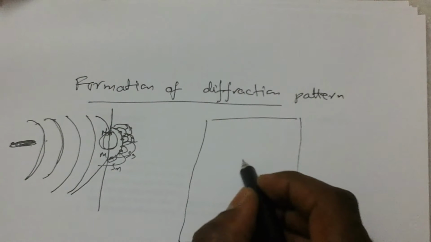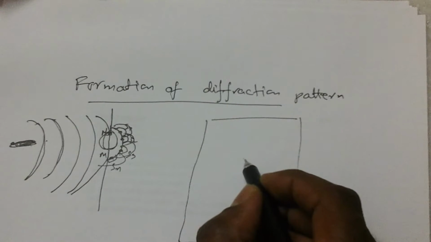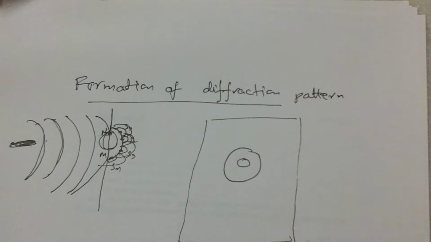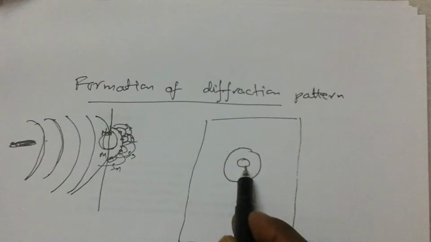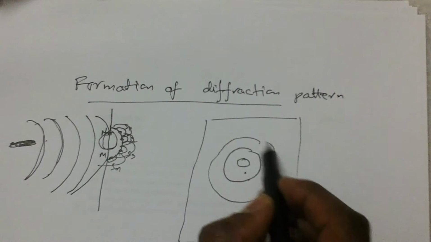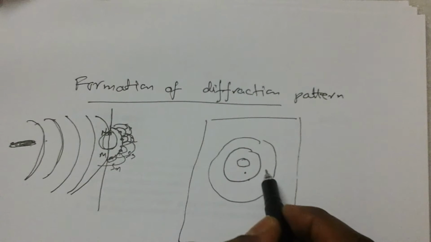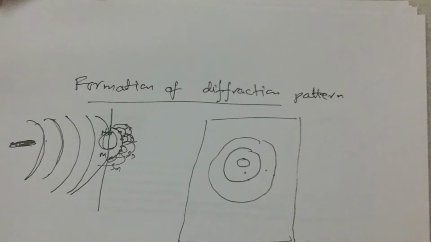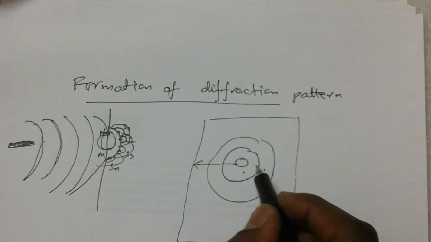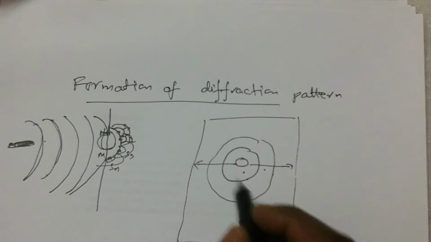As in the shadow region, central bright, first dark, second bright, third dark, again bright, again dark, like this continuously. Bright and dark fringes happen.